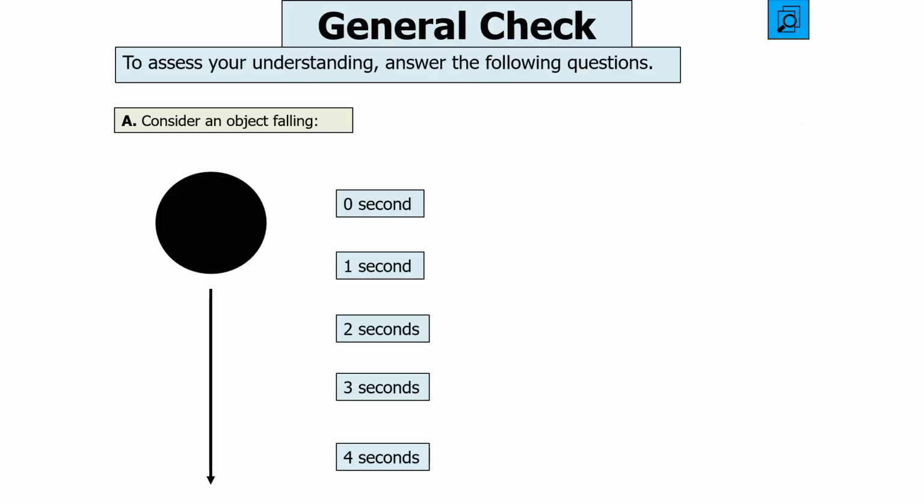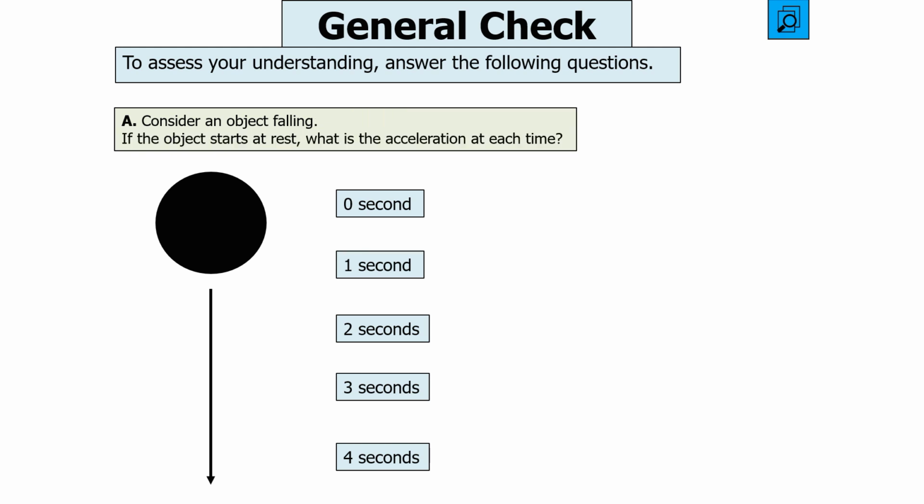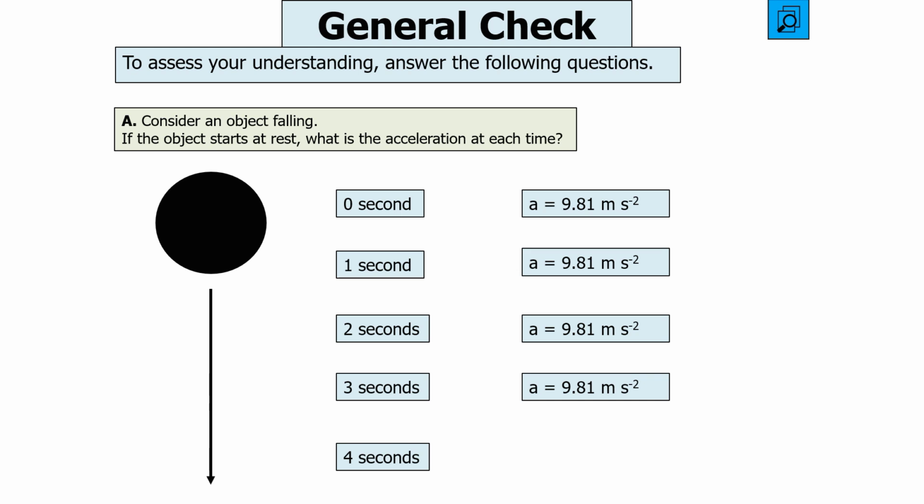So consider an object falling after 0 seconds, 1 second, 2 seconds, 3 seconds and 4 seconds. If our object starts at rest, what is the acceleration at each time? So pause the video now, then unpause the video when you want to go through your answer. Well, at 0 seconds, it's 9.81 meters per second squared. It's the same at 1 second, 2 seconds, 3 seconds, and 4 seconds.